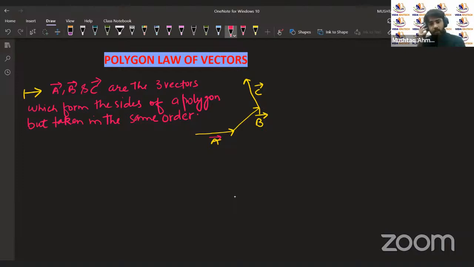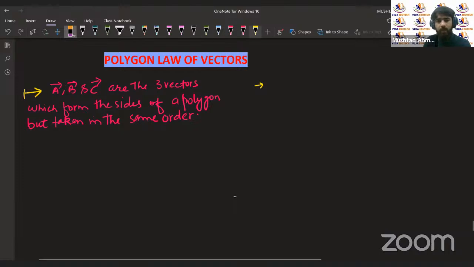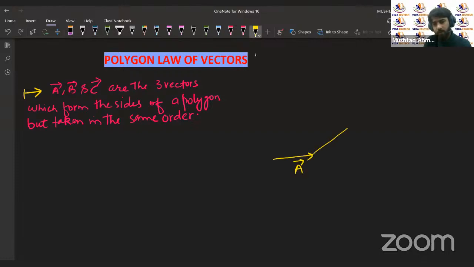So if A, B, and C are the three vectors which are taken in the same order, this is A, this is B, and this is C vector. They are taken in the same order, and these three vectors represent the sides of a polygon. Then the vector which closes this polygon, but that vector is taken in the reverse order.